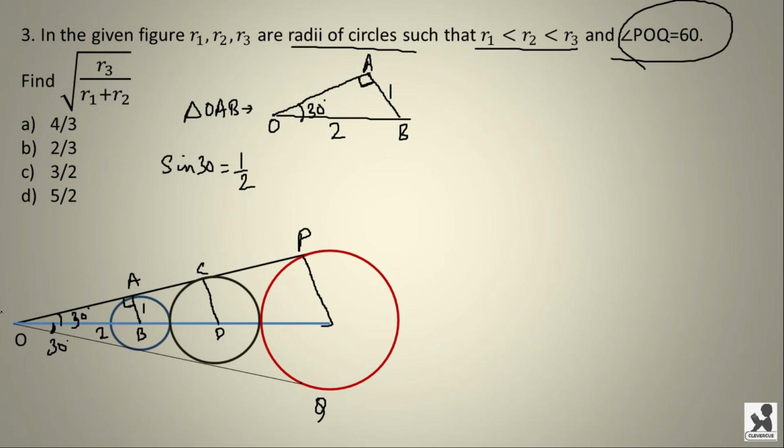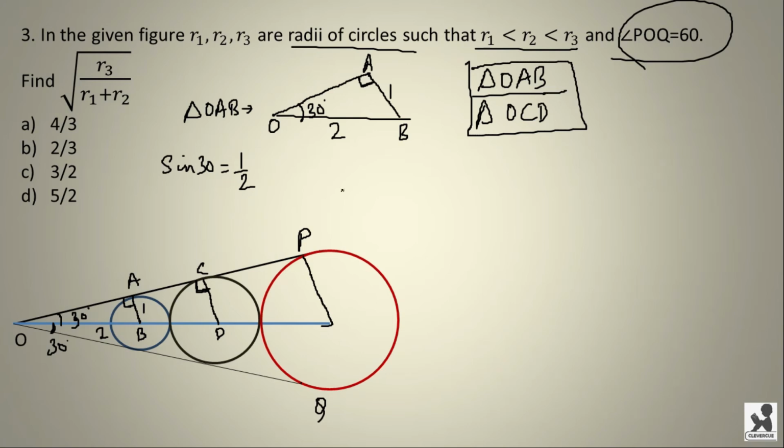Now consider this triangle OCD. There is another triangle OAB inside the triangle OCD. We have angle OCD as 90 degrees and the common angle over here is at O, that is 30 degrees. So both triangles OAB and OCD are similar triangles.